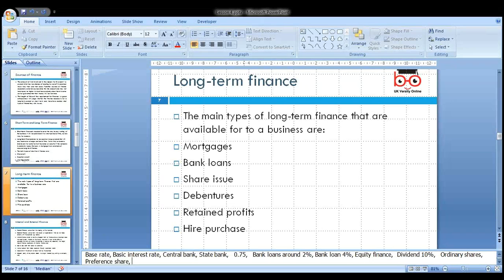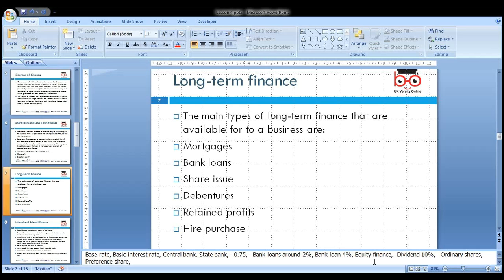Debenture is a sort of security which we can issue to the public, and it can have a different interest rate as well. Retained profit is a good source of finance. The profit we retain, we can reuse it. Retained profit is basically the income of shareholders. The shareholders' profit we are retaining, we can use it. So that can be an income.